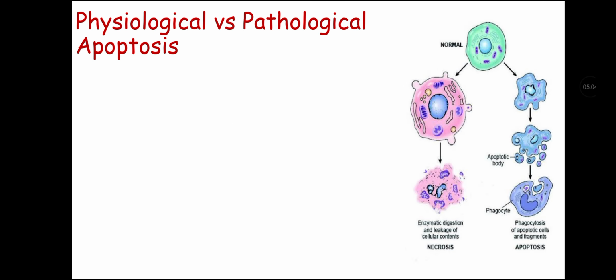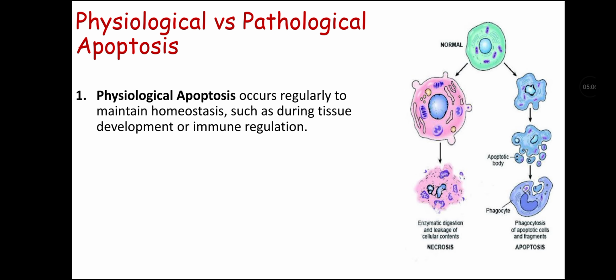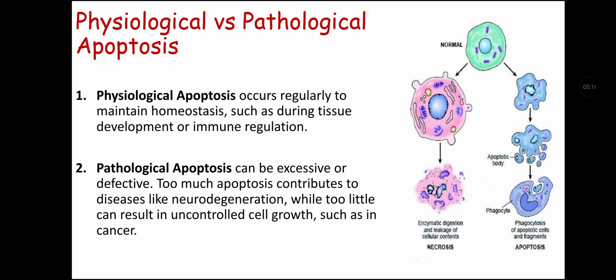Now let's talk about physiological versus pathological apoptosis. Physiological apoptosis occurs regularly to maintain homeostasis, such as during tissue development or immune regulation. Pathological apoptosis can be excessive or defective. Too much apoptosis contributes to diseases like neurodegeneration, while too little can result in uncontrolled cell growth, such as in cancer.